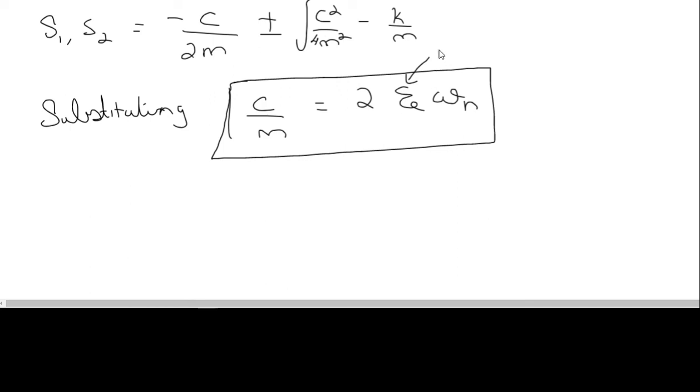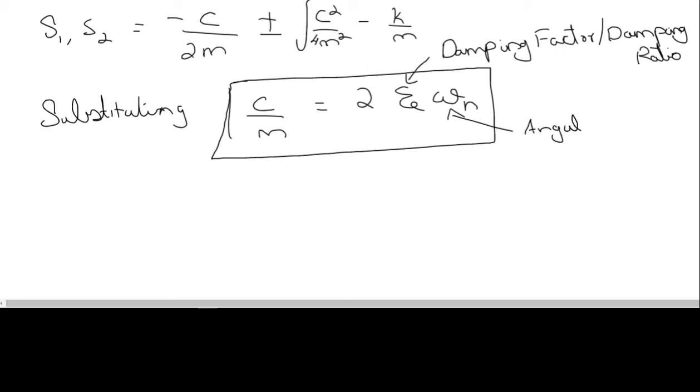So that epsilon is known as damping factor or damping ratio. Both are the same names of that equation. Epsilon, damping ratio, c is damping coefficient, omega n, we know omega n is nothing but angular velocity corresponding to natural frequency.